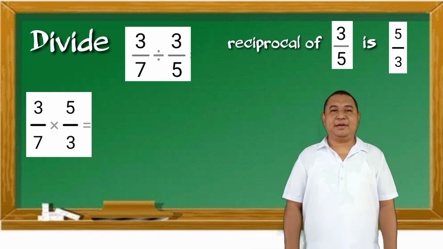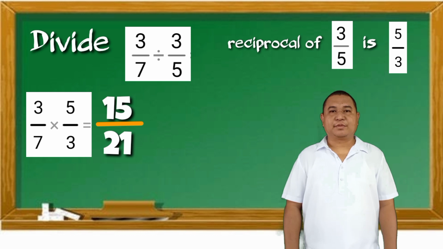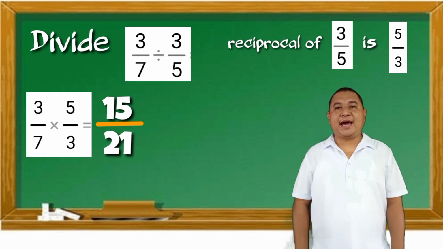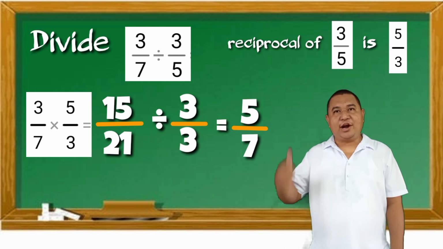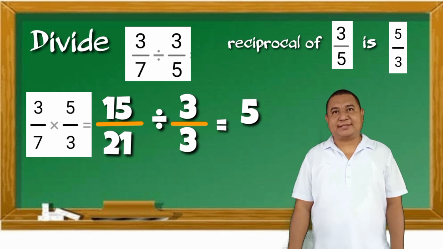Then, do the multiplication process. 3 times 5 is equal to 15. 7 times 3 is equal to 21. Reduce your answer into lowest term. Divide both the numerator and the denominator by the GCF 3. So, 15 divided by 3 is equal to 5. 21 divided by 3 is equal to 7. And the final answer is 5/7.